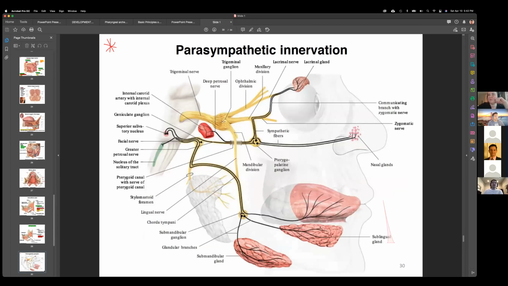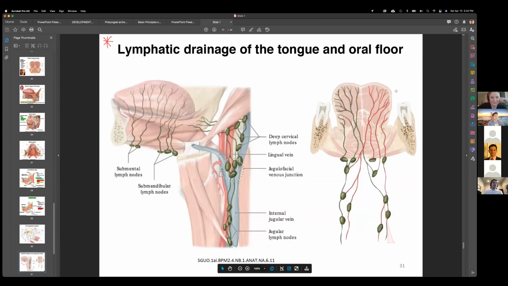Great little image here, right? So you can kind of track it out and see where everything goes. This is the parasympathetic innervation. So when you think parasympathetic, you're thinking of secretions, right? Primarily secretions, tongues, the glands, everything outlined for you. Lymphatic drainage, submental or under the tongue.